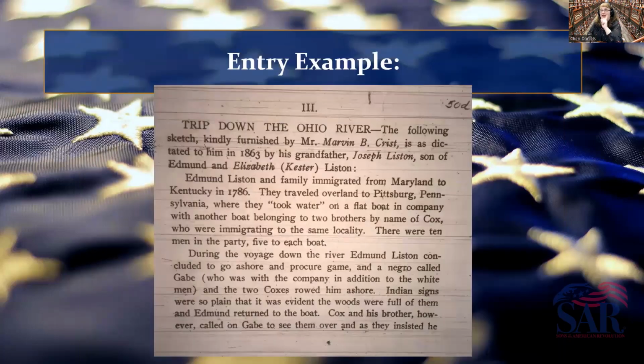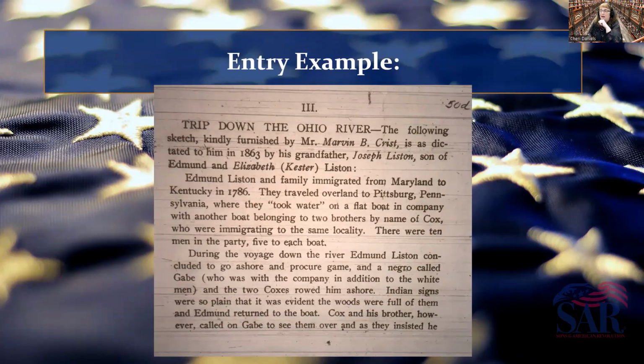Now, this is also in the Draper Manuscripts. As you can see, this is an excerpt from some printed source that he has found. And it says, trip down the Ohio River. The following sketch, kindly furnished by Mr. Marvin B. Christ, is as dictated to him in 1863. Now, if you remember, the previous account was dictated in 1851 by Judge Scott. This is by his grandfather, Joseph Liston, son of Edmund and Elizabeth Kester Liston.